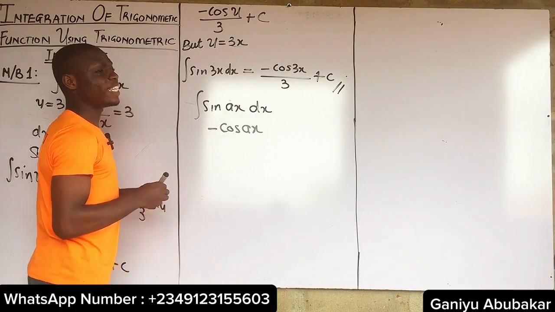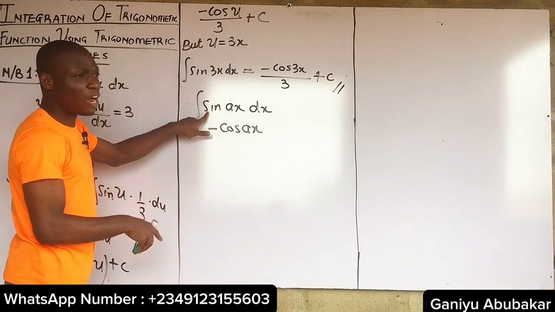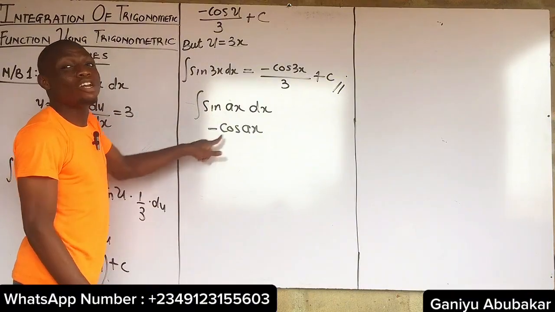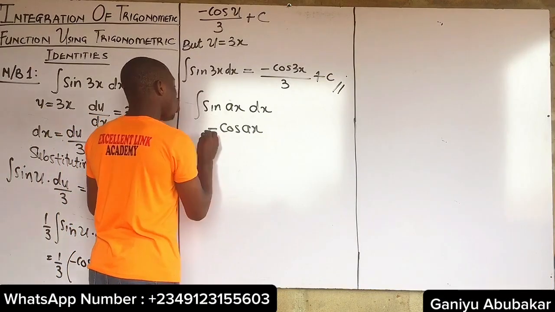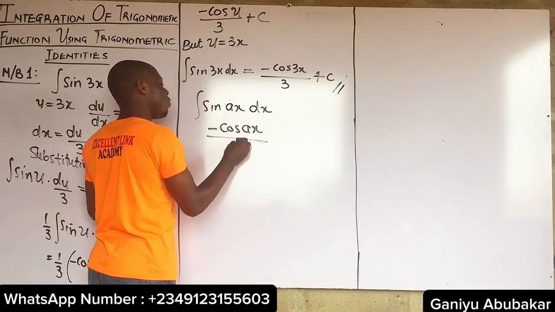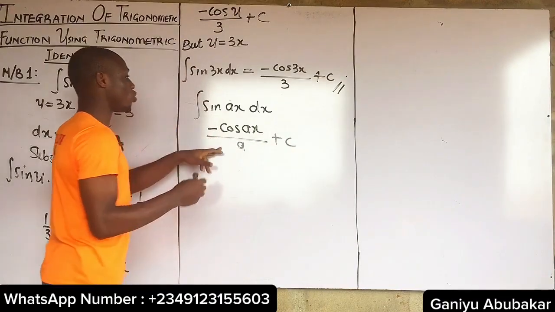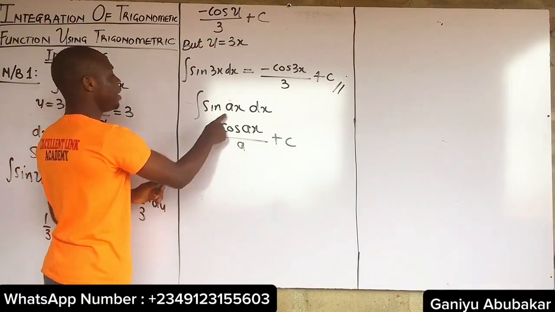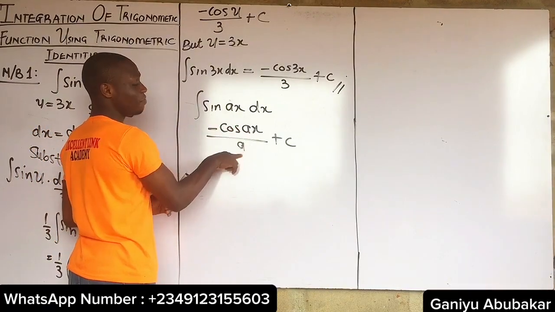So there's a difference between integration and differentiation. If I differentiate sine, I'll have cos. But if I integrate sine, I'll have minus cos. So that will be minus cos ax all over, differentiate ax, I'll have a, next up, plus c. This becomes the shortcut. Observe, please. So if I have 3x here, the idea is just to change this 3 and I have 3 here.